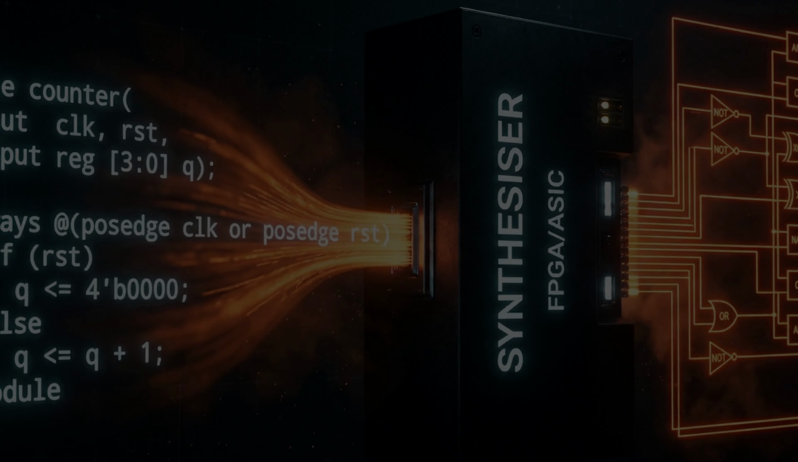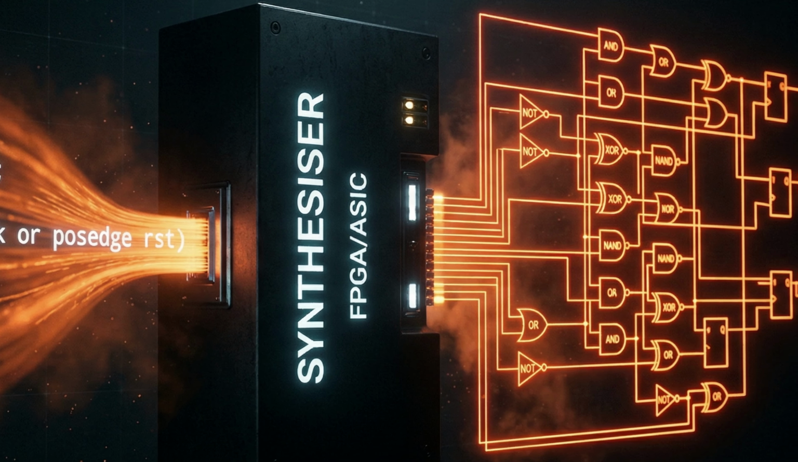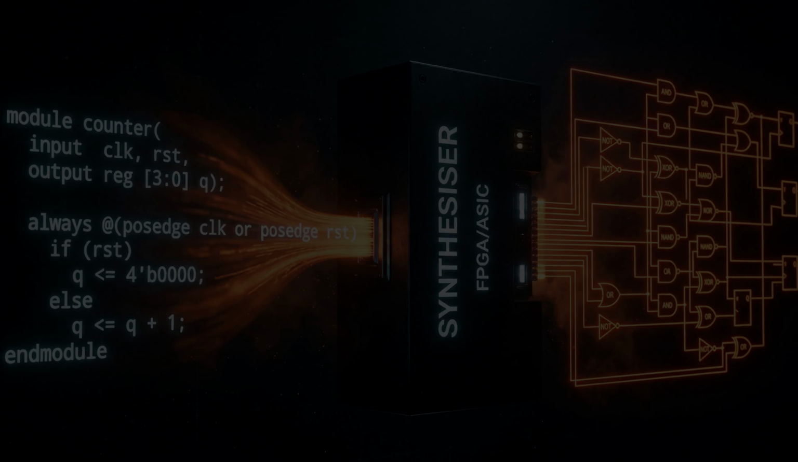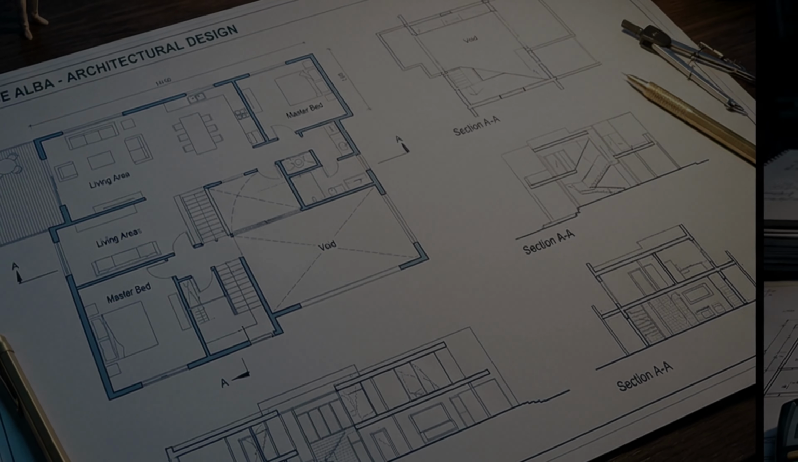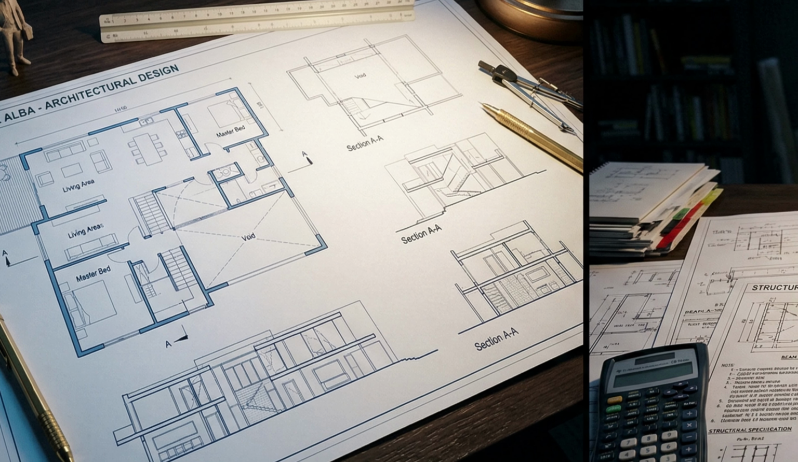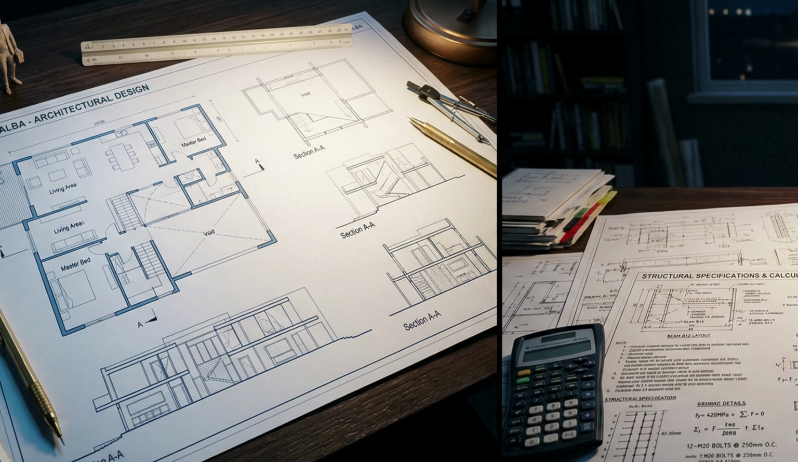The synthesizer is a compiler, but not an ordinary compiler. A C compiler converts source code into machine code. The synthesizer converts RTL code into a logic gate network. The output is like a circuit recipe made of physical transistors.